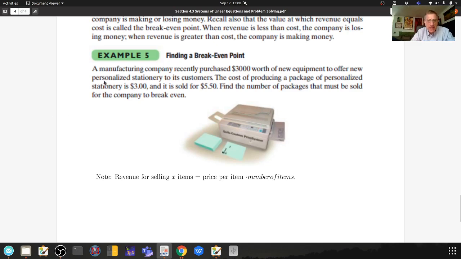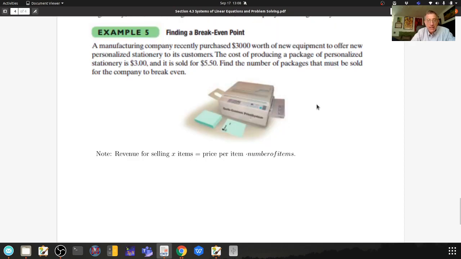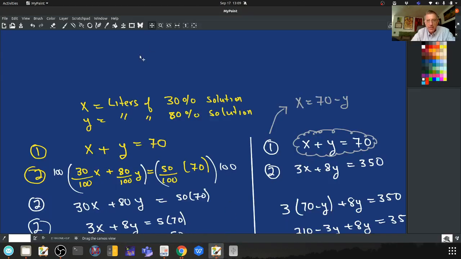So in this case, a manufacturing company recently purchased $3,000 worth of new equipment to offer new personalized stationery to its customers. The cost of producing a package of personalized stationery is $3, and it is sold for $5.50. Find the number of packages that must be sold for the company to break even. So revenue for selling x items is equal to price per item times number of items. So I gave you a hint there.